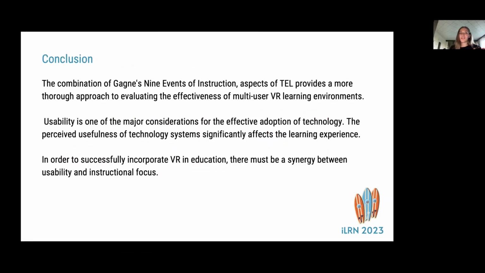So the combination of Gagné's nine events of instruction, aspects of TEL, and Nielsen's usability heuristics provides a more thorough approach to evaluating the usability and effectiveness of these applications. Usability, as we see, is one of the major considerations for effective adoption of VR learning applications. To successfully incorporate VR in education, there must be a synergy between usability and instructional focus.